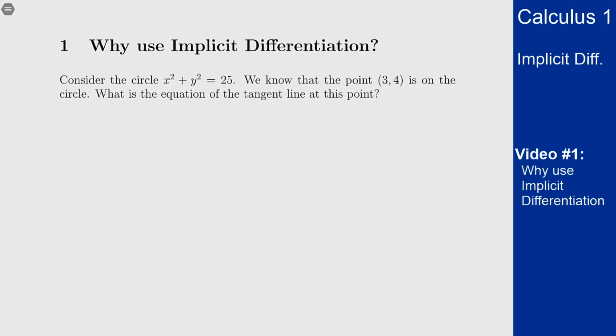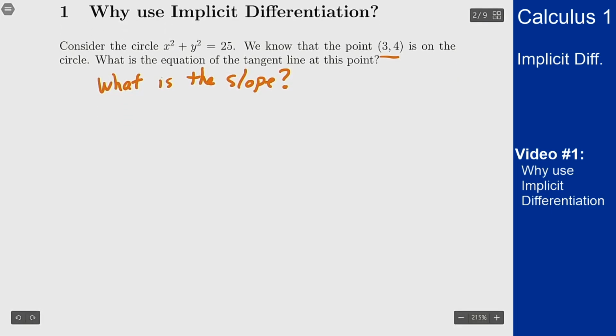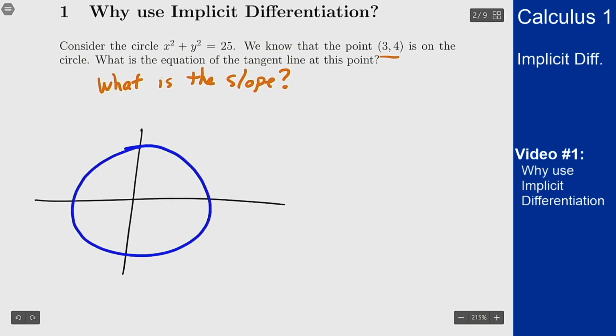To find this, the one thing I really need is the slope of this tangent line. Once I have the slope, I have the point (3, 4), so I can find the equation, no big deal. So what's the slope? Well, there are a couple of ways we could do this. The first way is by geometry. If I draw the circle, the point (3, 4) is somewhere over here.